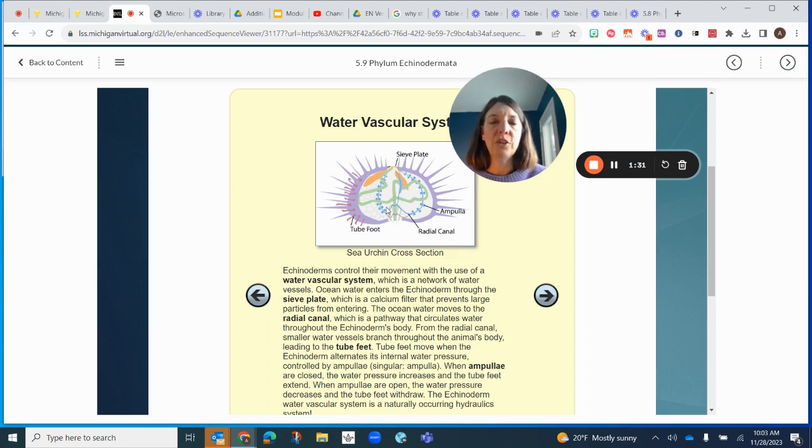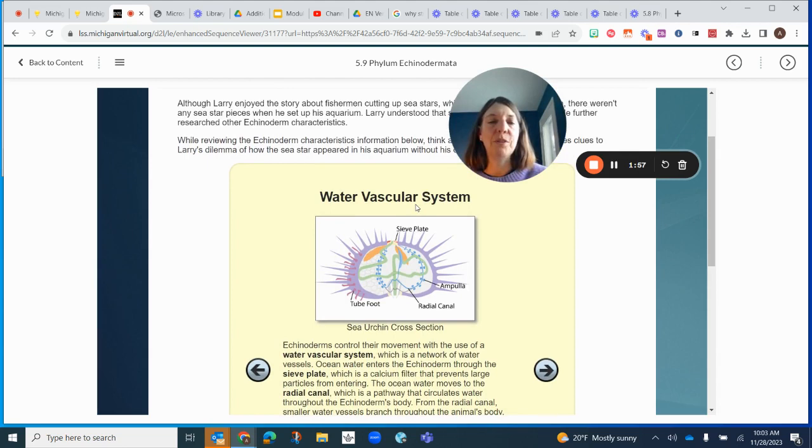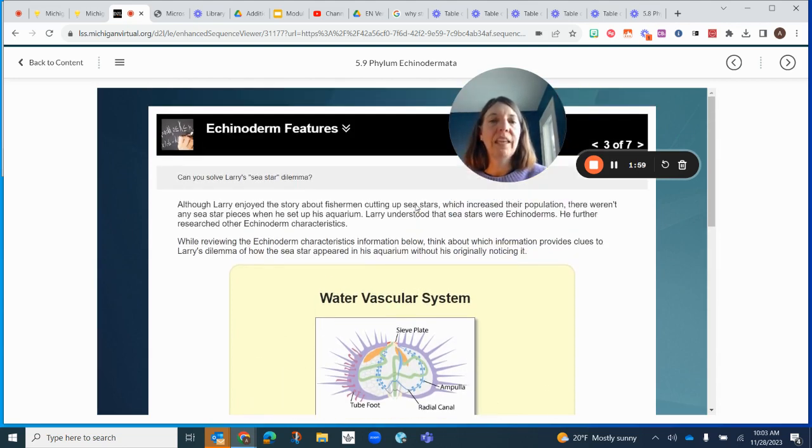And when there's internal water pressure, when the ampulla are closed, okay, then the tube feet extend and then it can move around. And when they're open and the water pressure is released, then the tubes retract and then they're stationary. Okay, so that's just an interesting little thing that happens with sea urchins.